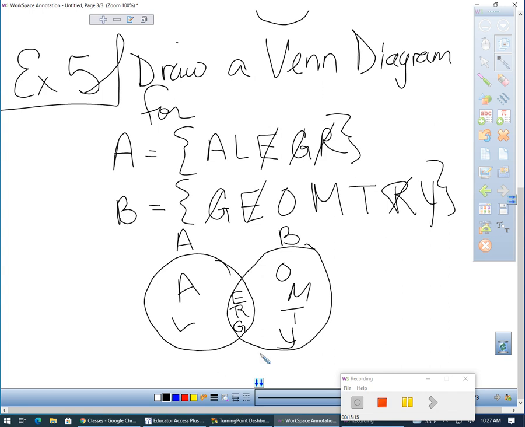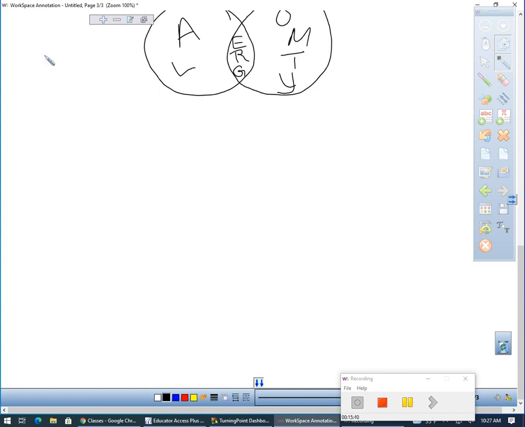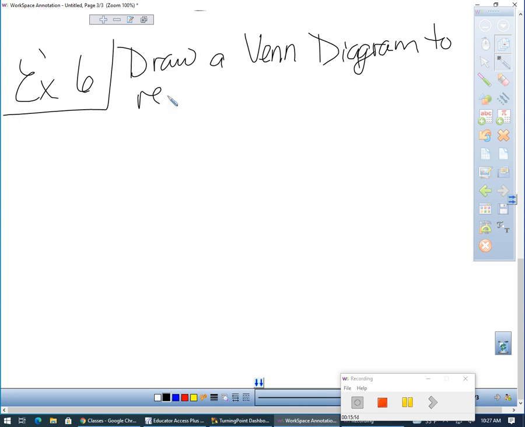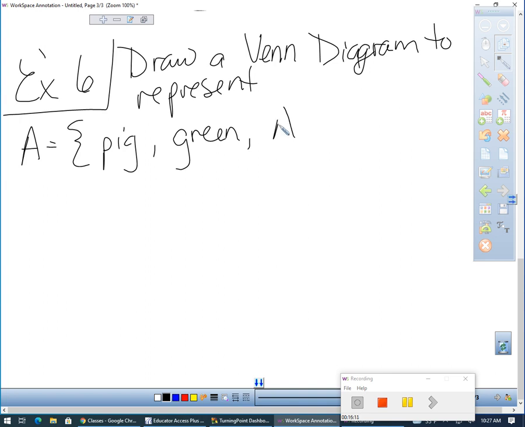All right, example number 6. Example number 6, this will be the very last one. Are you ready? Example 6. Draw a Venn diagram to represent set A, which is, oh, let's say pig, green, A, 3, and 7.